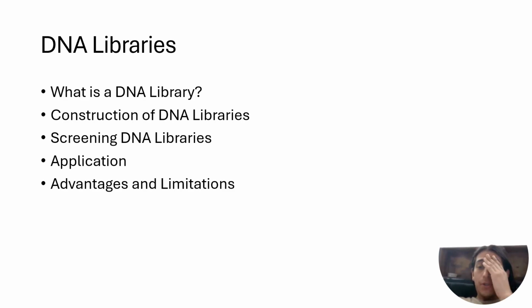Some advantages and limitations. So there's comprehensive representation. DNA libraries provide a comprehensive representation of an organism's genome. They enable high throughput screening for specific genes or sequences. There is a limitation as far as how complex and difficult DNA libraries can be to construct. DNA libraries can be biased towards certain sequences or genes.